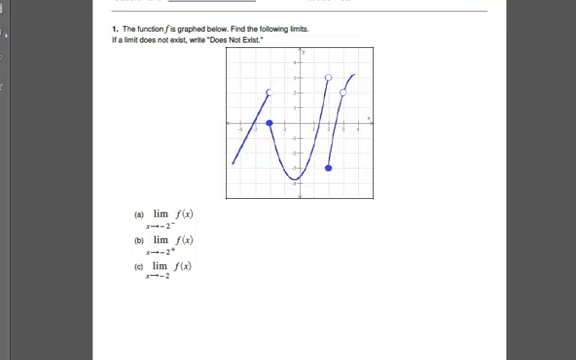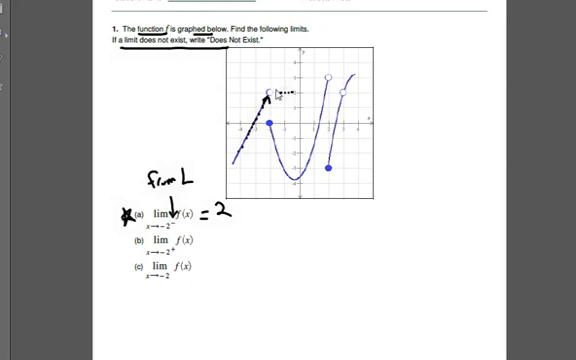All right. Let's look at some specific problems that you might face in your homework. This is the function f graphed below. Find the following limits. If the limit doesn't exist, then write does not exist. This says the limit of f of x as x approaches -2 from the left. So notice the minus there, from the left. So here's -2, approaching it from the left. Looks like we're approaching 2.